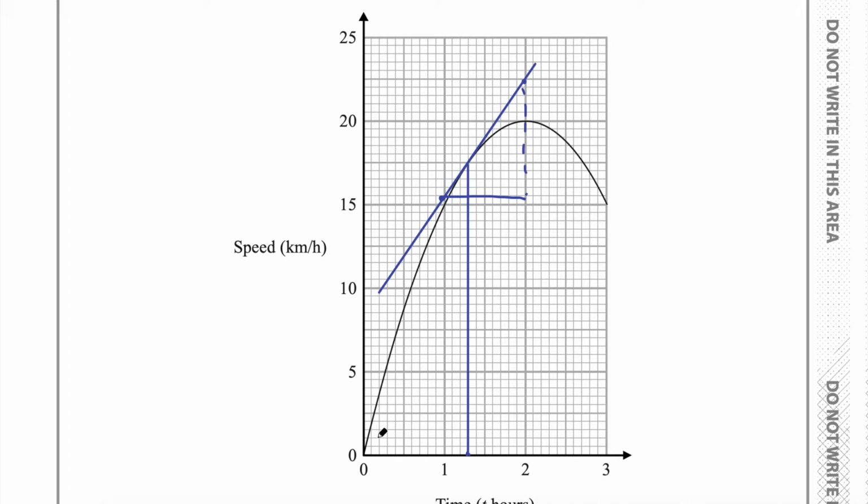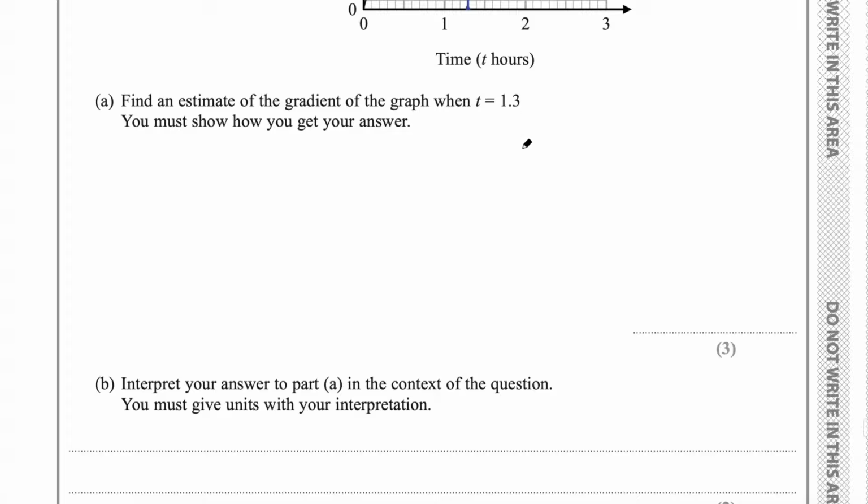So what is the y-axis going up by? What would this be? 0.5, 1, 1.5, 2. So these are going up by 0.5s or halves. So this would be 15.5 to 22.5. So this would be 22.5 up here. So my rise would be 22.5 take 15.5. And my run from 1 to 2 would be 1. Okay, 22.5 take 15.5. That would be 7. So I get a gradient of 7 at t equals 1.3.